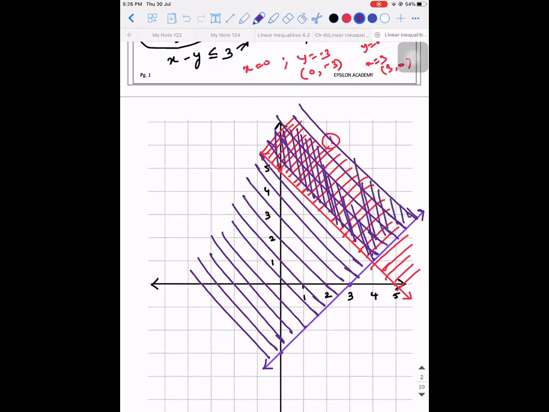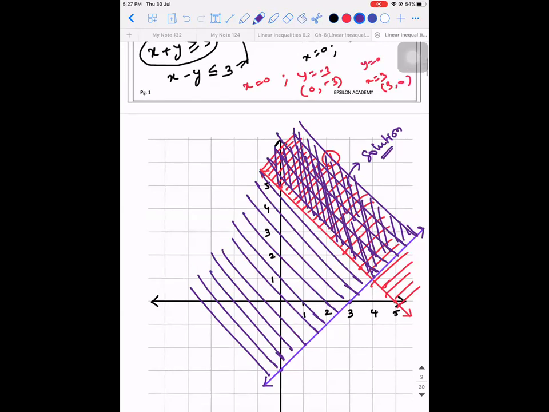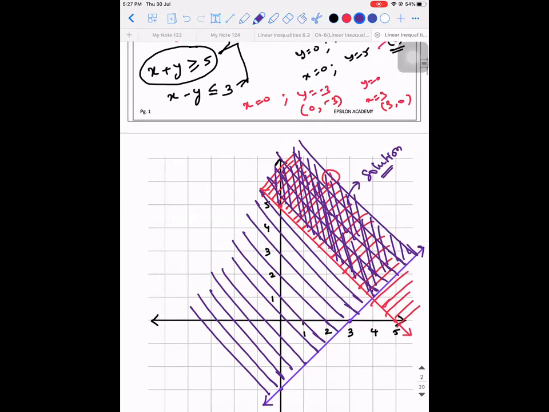0, 5 is a point. So this will be the common region. So this region is the solution. Means what we are trying to say is, if you substitute any value of the coordinates from this particular shaded region, it will satisfy both the equations simultaneously. Is this clear? So what I'm trying to say is, observe.